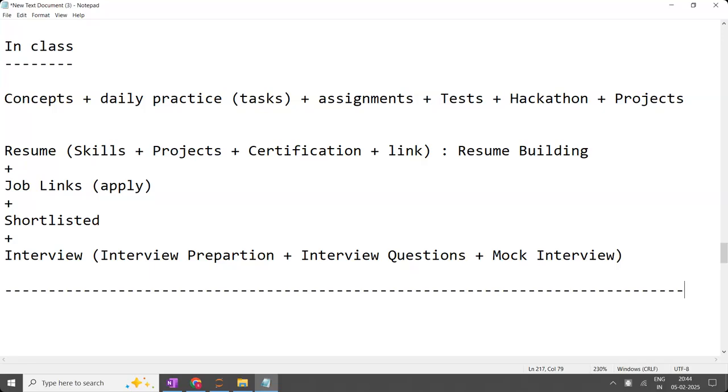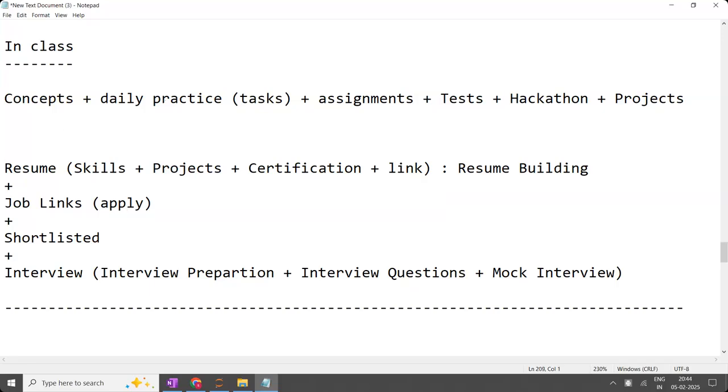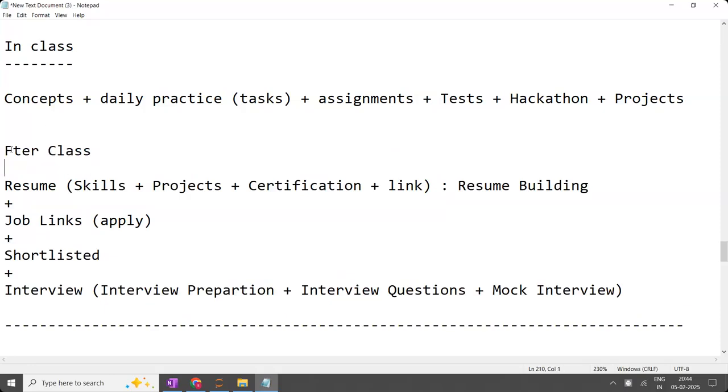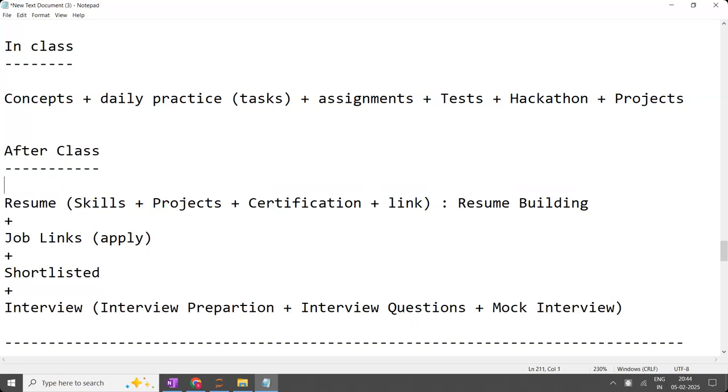If you follow everything in the class, what I'm saying, after the class, in the class and after the class also, what are the resumes you are forwarding now? Everything I'm going to explain for you.